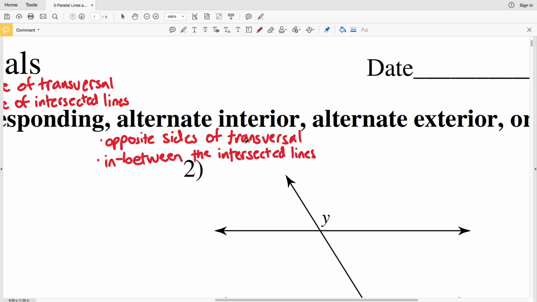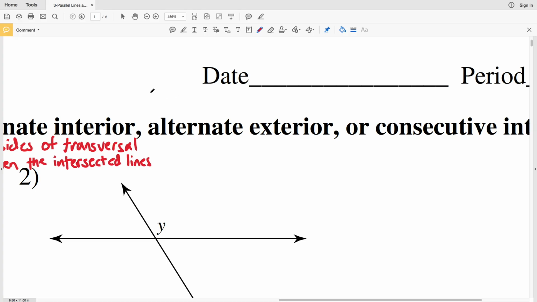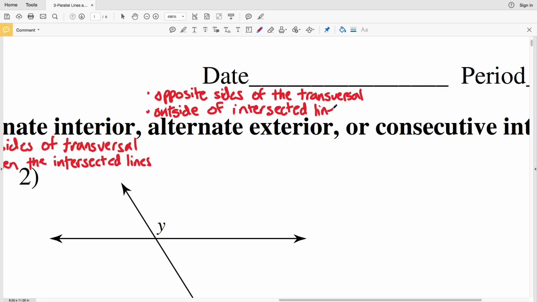those angles are on opposite sides of the transversal, and they're in between or inside the intersected lines. Alternate exterior are opposite sides of the transversal, just like alternate interior, except now these are also outside of the intersected lines.